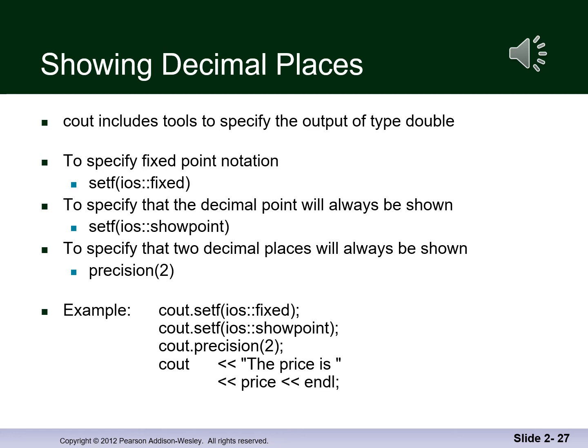So, for example, to get the output the way we wanted it, you just put these 3 lines of code in before the cout statement, and they will control fixed point, show the decimal place, and how many decimal places will be shown.